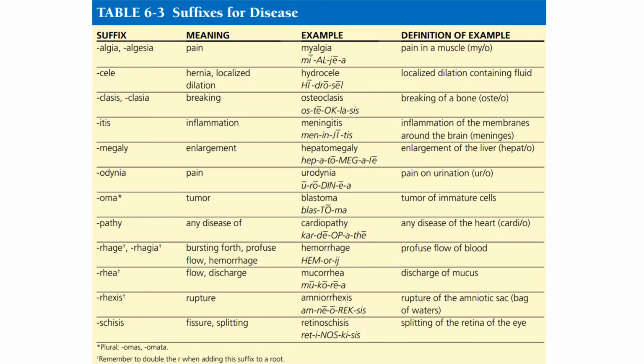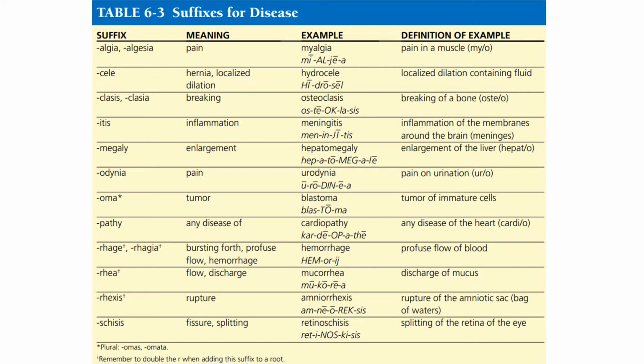Then we have itis, inflammation, meningitis or inflammation of the meninges. Next we have megaly, enlargement. Hepatomegaly is an example, enlargement of the liver. Then we have odynia, meaning pain. So urodynia, meaning pain on urination. Then oma, tumor, so blastoma, tumor of immature cells. Then pathy, meaning any disease. So cardiopathy is any disease of the heart.